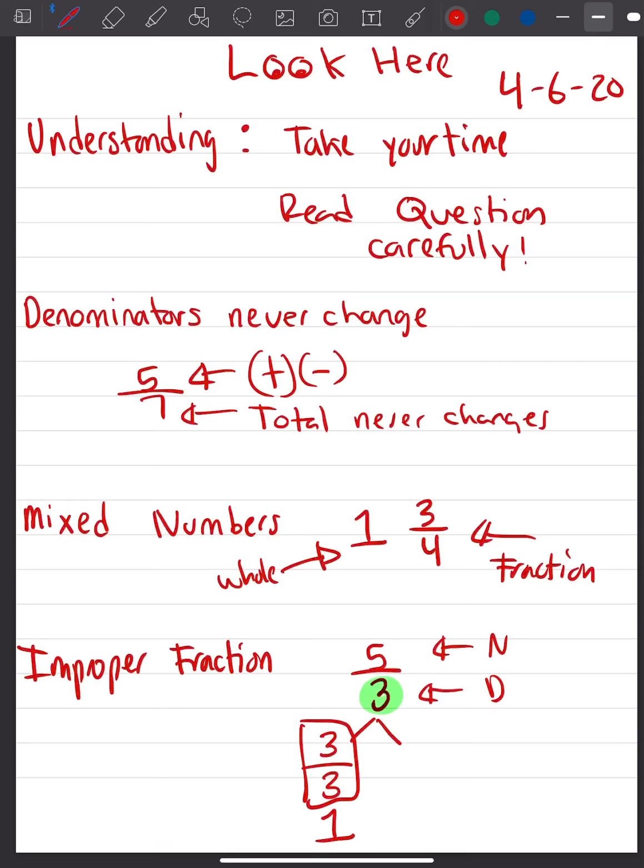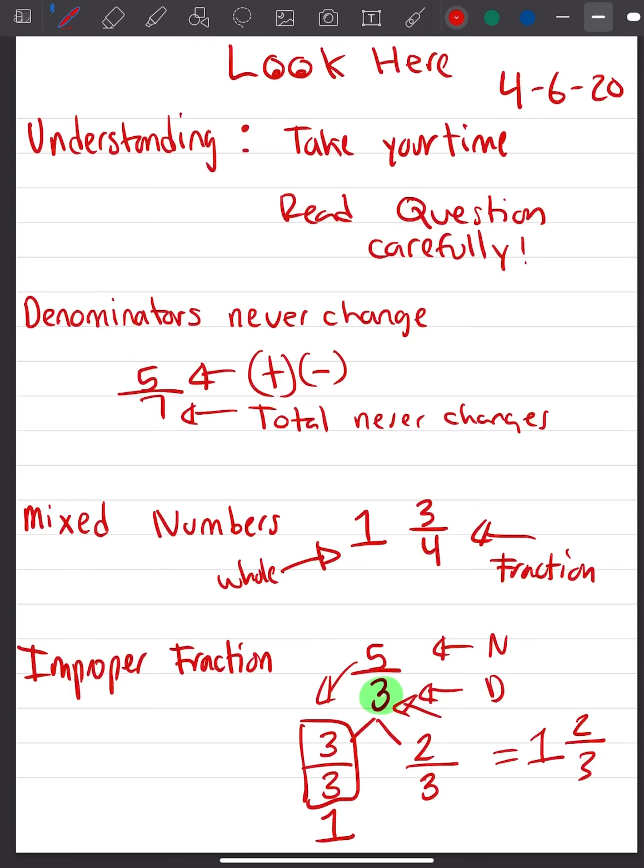So if I had 5 and I took away 3, what do I have left? I have 2 left. 2 out of what? Remember, your denominator never changes. 2/3. So 5/3 is also 1 whole and 2/3. Okay? So that is how you can turn an improper fraction into a mixed number. So this is what you're going to need for today's problems, guys.